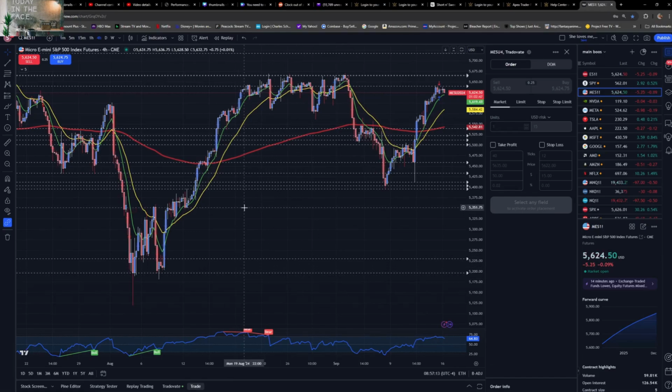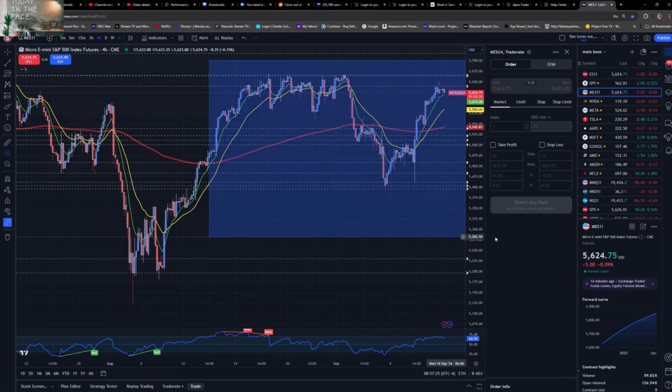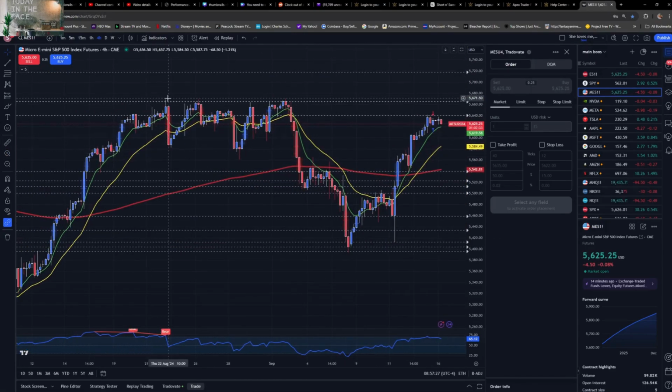So let's start. First off, what is supply? Supply is just a strong area of resistance, or where the sellers are holding. The sellers are holding down up here in this situation, as you can see if I zoom in. We come up here and reject off of this white line, and we push down aggressively. We come up and reject off of the white line again, push down aggressively.